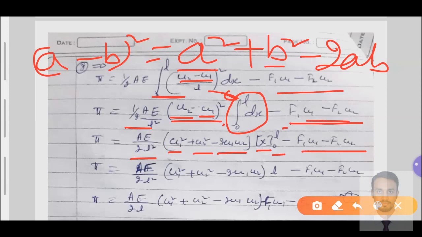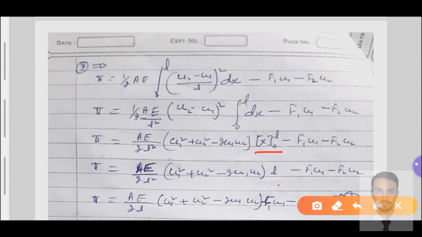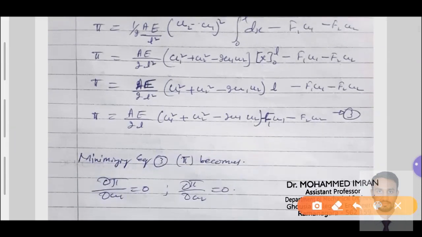Then pi is equals to AE by 2L. When I apply the limits, the upper limit first, L minus 0 is equals to L, and the rest remains the same. Then rearranging this equation, L square and L get cancelled, giving AE by 2L into u1 square plus u2 square minus 2u1u2, minus f1u1, minus f2u2. This is equation number 3.